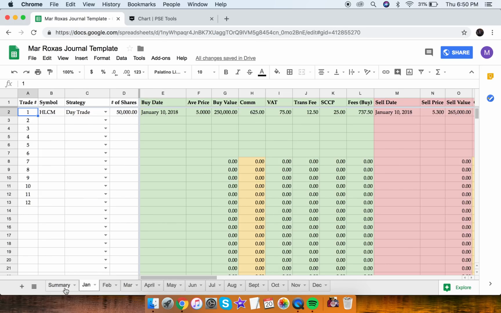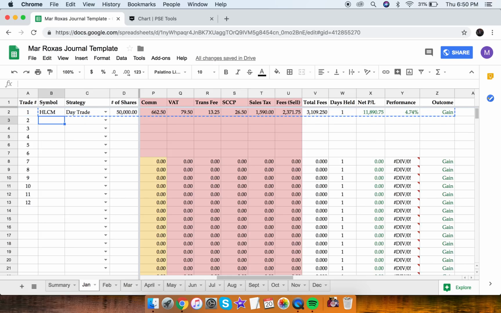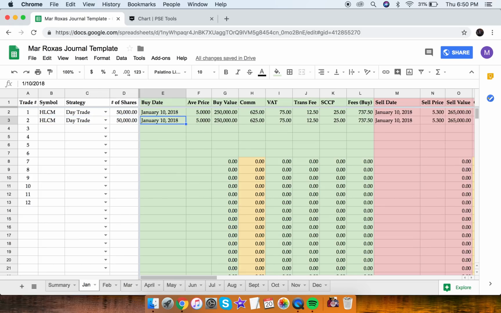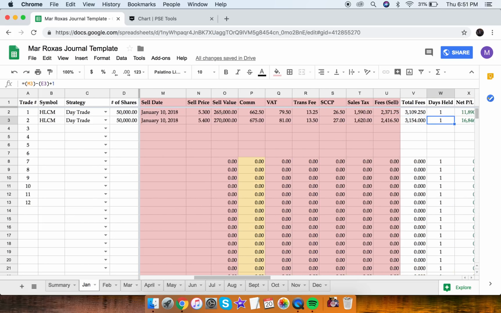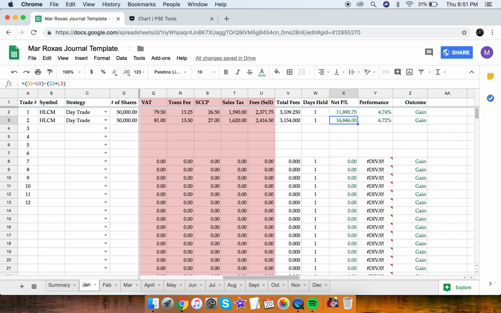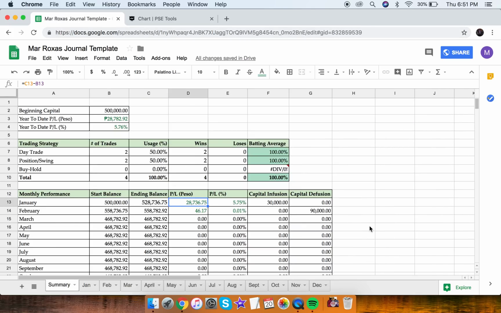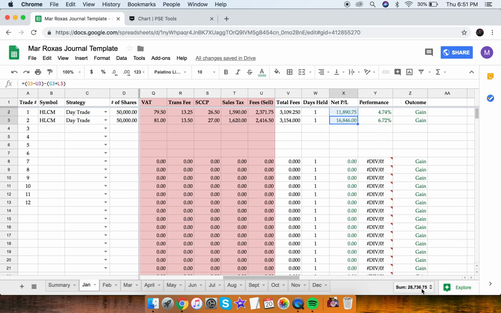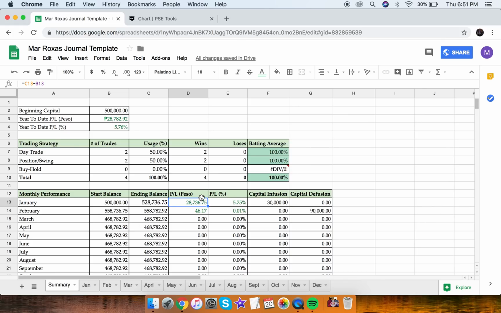So, say for example, for January, we added another trade. I'll just copy-paste to be quick. We added another trade, Full Sim still, just for the sake of discussion. But here, we sold, for example, at 5.4. Our profit went up. That is on the same day, we made a round trip. That is 16,864.00 or 6.72%. Now, if we add the two, that is 28,736.75. Let's check if it matches our summary. Our summary shows we're at 28,000, specifically 28,736.75. Exactly the same. So it's accurate so far. Our template is still accurate.